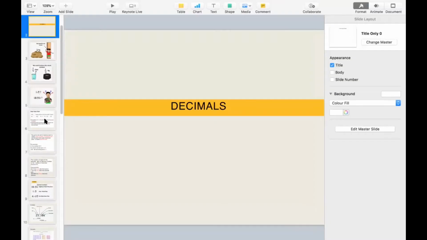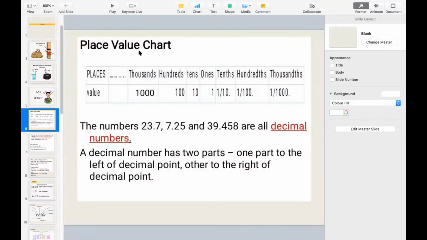Let's begin the topic, decimals. Have you seen this place value chart? We are already familiar with the place value chart of Hindu Arabic numerals. Now we will learn place value charts of decimal numbers. Can you see the decimal number here? 23.7. This is the decimal notation.